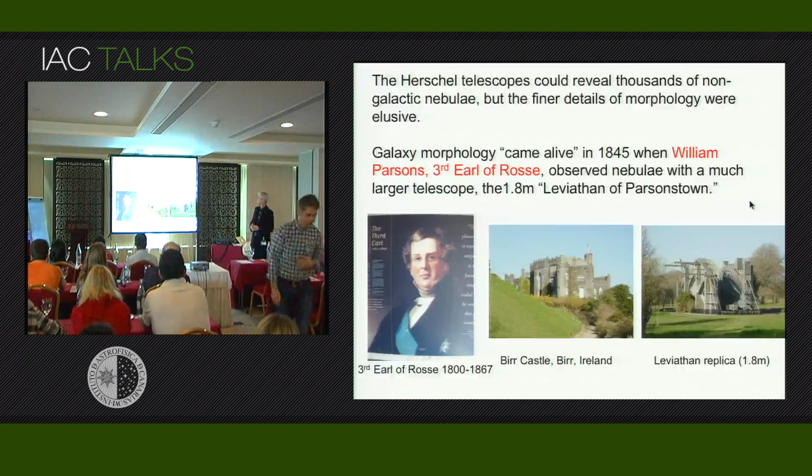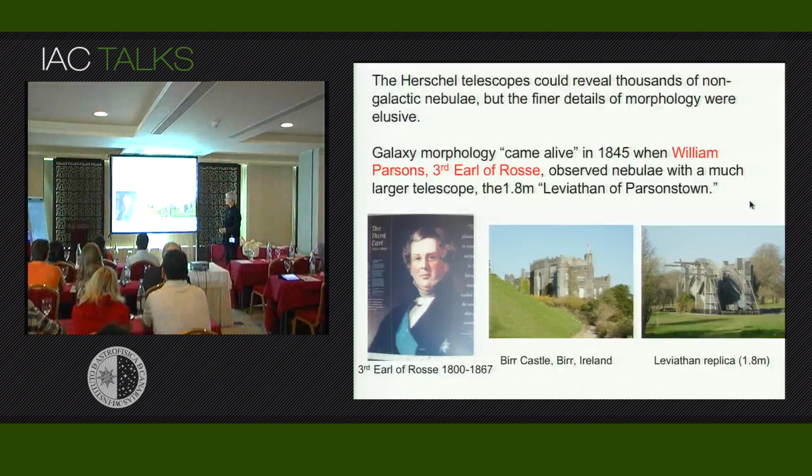Now, these telescopes that the Herschels made were pretty good for their day. They were pretty big. You could discover thousands of these non-galactic nebulae with those telescopes, but they didn't reveal many details about them. Until this man here built the world's largest telescope. This is William Parsons, the 3rd Earl of Rosse. He built at the castle in the middle, which is called Birr Castle, which still exists in Birr, Ireland, the world's largest telescope, which is shown on the right here, the Leviathan.